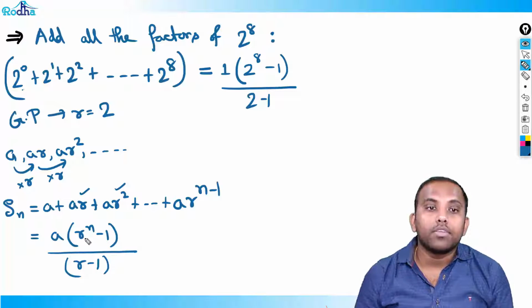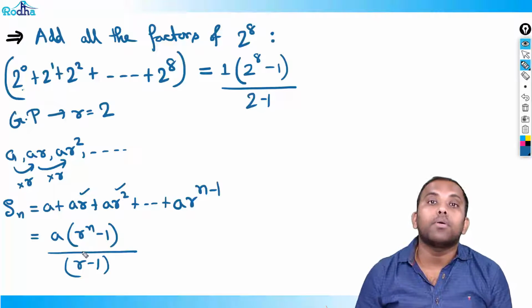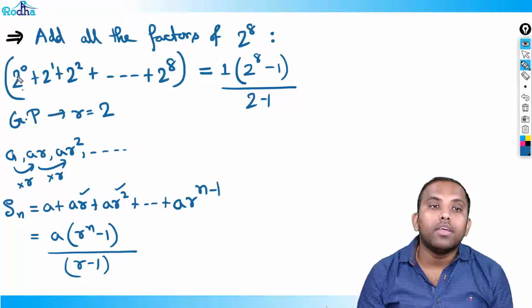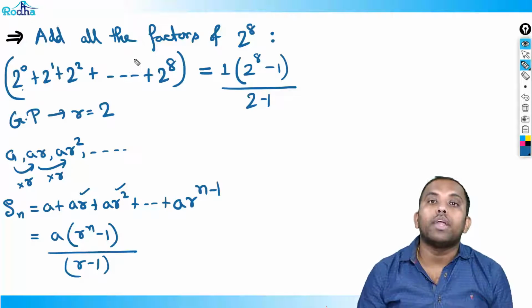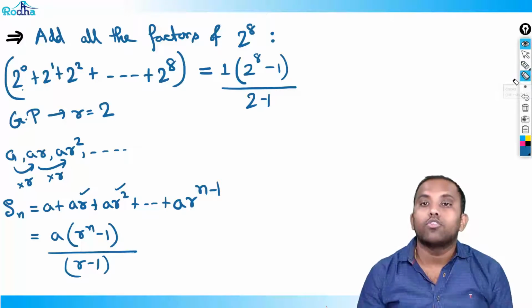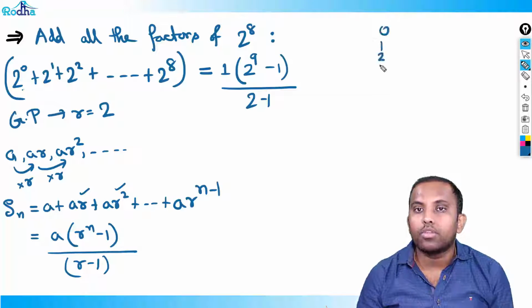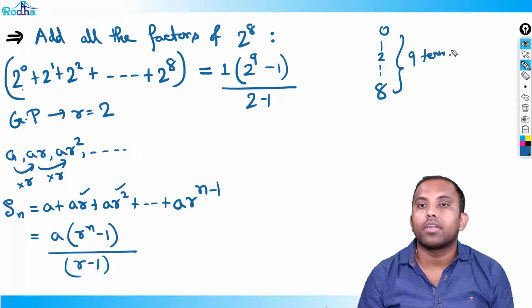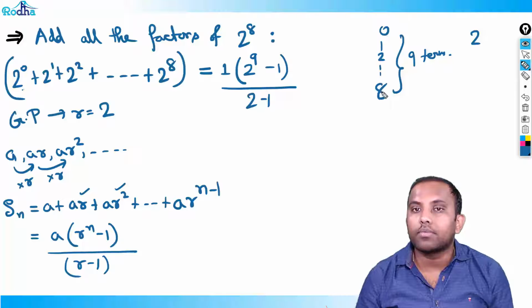No. Why is it wrong? Because n is the number of terms here, right? So how many terms are there? If the power is 8, from 0 to 8, how many terms? 9 terms, right? So never make this mistake. This is a very common mistake made by everyone. 0, 1, 2, 3, up to 8, how many terms? 9 terms, because the first and last terms are included.